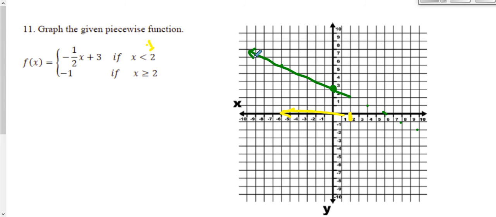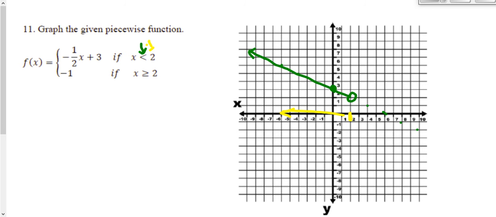Now I have to take a look at what's happening at 2 to determine what this endpoint looks like. And it says less than, it doesn't say it's including the number 2. So I'm not going to include the 2 on my graph. And I can show that by putting an open circle where I touch the number 2.